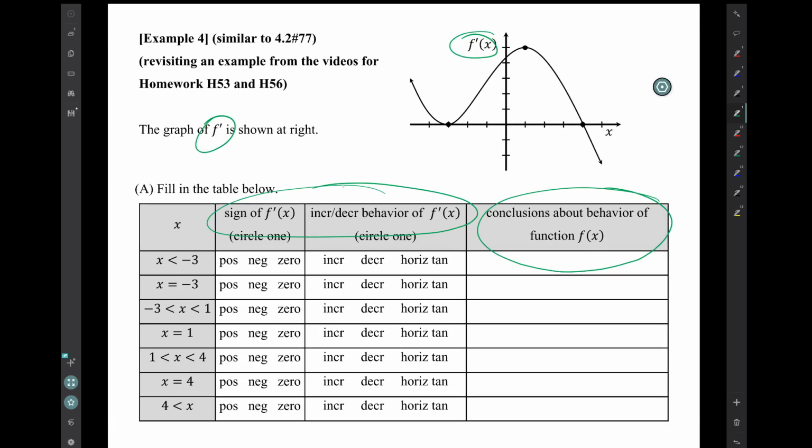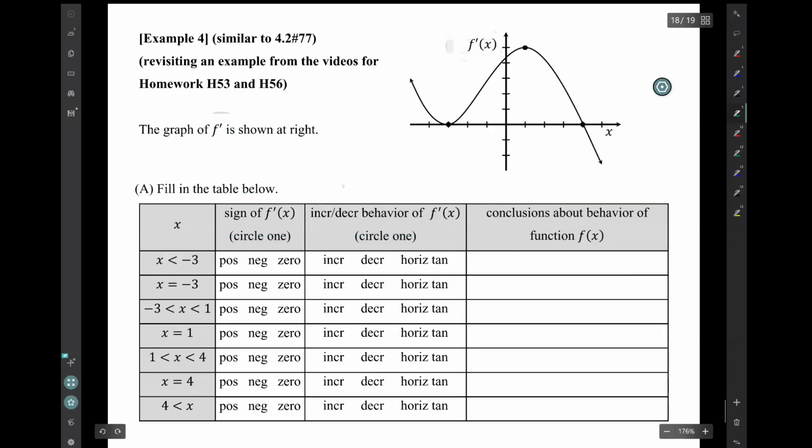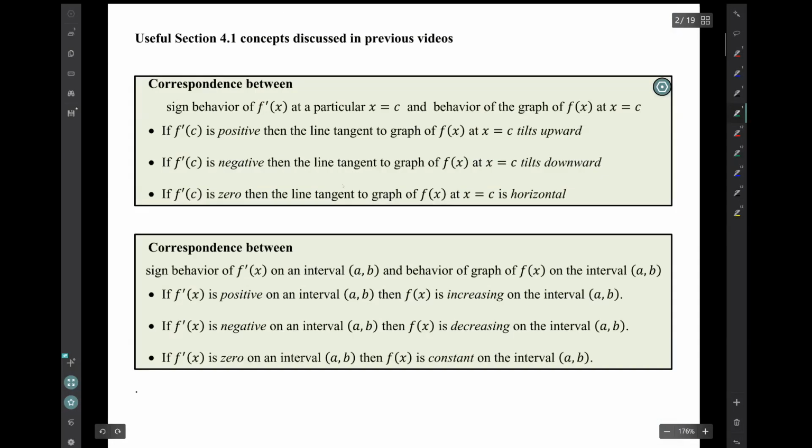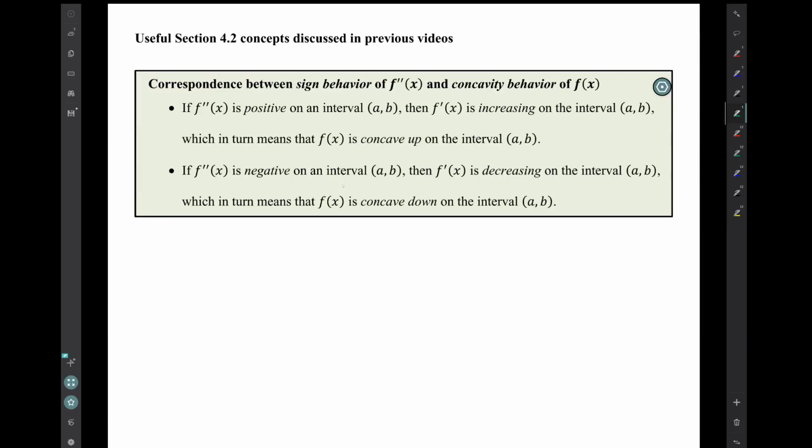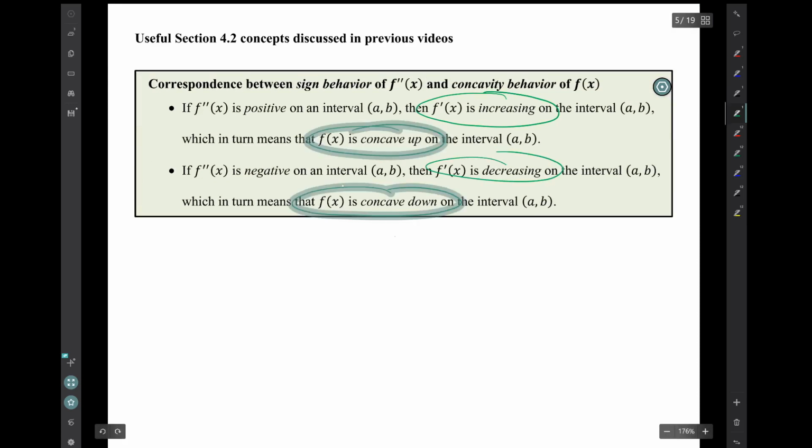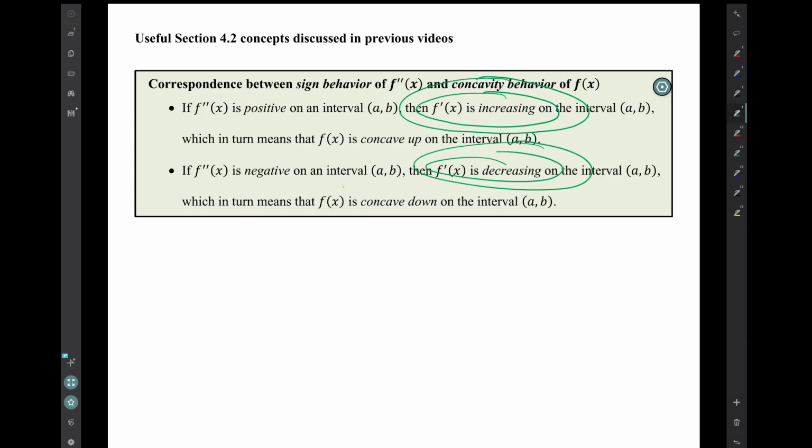Now, what sorts of things will we look at? Well, let's go back to the very beginning of this video. Remember that information about f prime being positive or negative translates into information about f being increasing or decreasing. So we want to look at f prime, look at that graph, and scrutinize its positive and negative behavior. Also, notice that when f prime is increasing, that corresponds to f being concave up. And when f prime is decreasing, that corresponds to f being concave down.